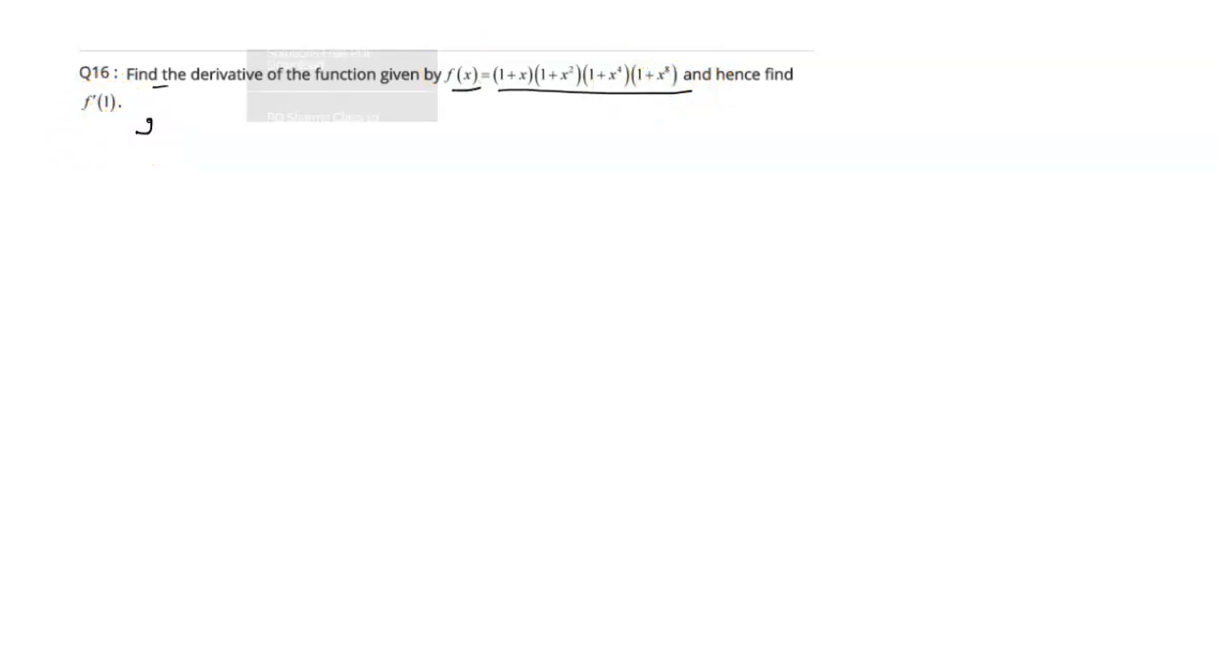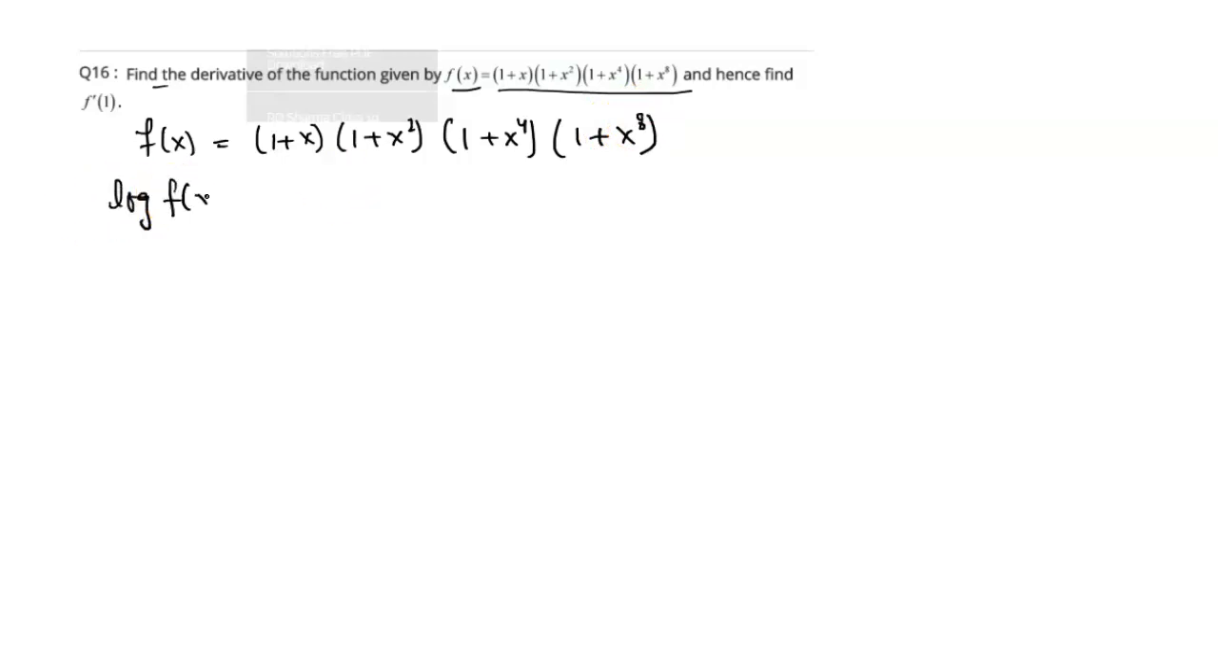So first of all, we write the given function, that is (1 plus x) multiplied with (1 plus x square) multiplied with (1 plus x raised to power 4) multiplied with (1 plus x raised to power 8). Now taking log both sides, it will be log f of x equals log of (1 plus x) multiplied with (1 plus x square) multiplied with (1 plus x raised to power 4) multiplied with (1 plus x raised to power 8).